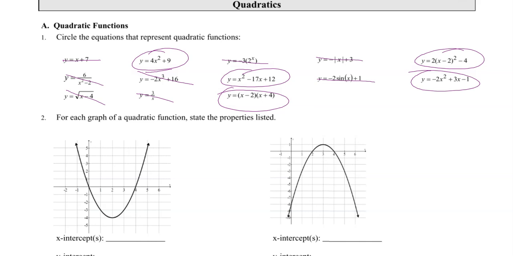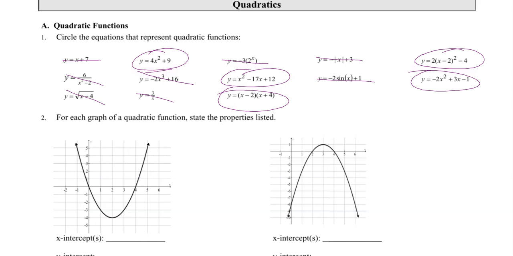That's a vertex form of a quadratic, so it's a quadratic. That's a standard form of a quadratic. That's a sinusoidal. That's another standard form. That's a cubic. It's got a 3. This is not a quadratic because the quadratic is in the denominator. That makes this a rational function, and that's actually our first unit, rational. That's a square root. It's a radical. That's a rational function again.